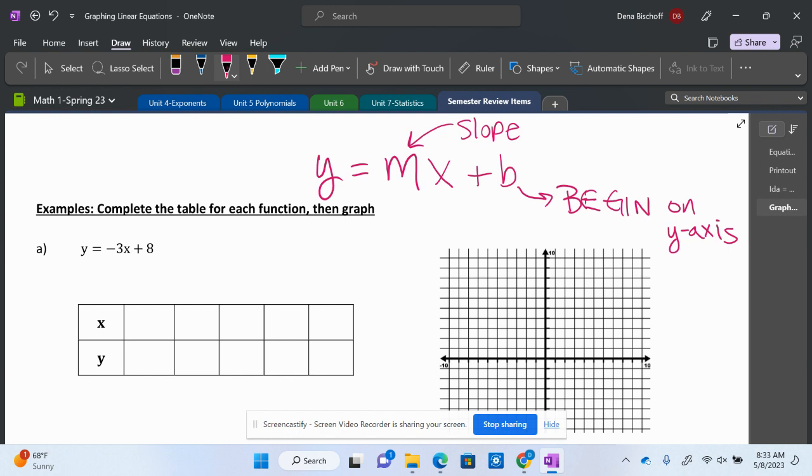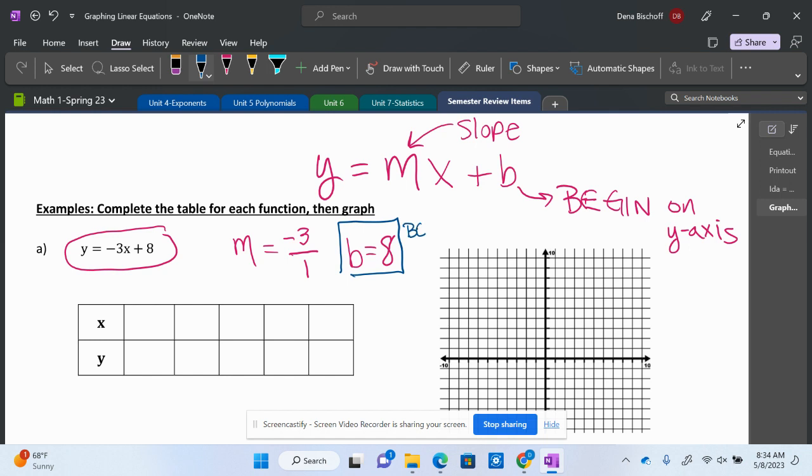Okay. So let's look at this equation right here. Someone tell me what my slope is. And someone tell me what my y-intercept is. So Hayden, what is my slope? It's -3. X is not part of slope. How do we want our slope written, Hayden? We like it written as a fraction, so we can count how much we rise over how much we run. So -3 is the same thing as -3 over 1. And what is my y-intercept? Austin? It's 8. So we're going to go to the y-axis and we're going to begin at +8.